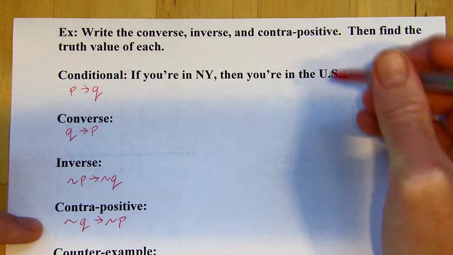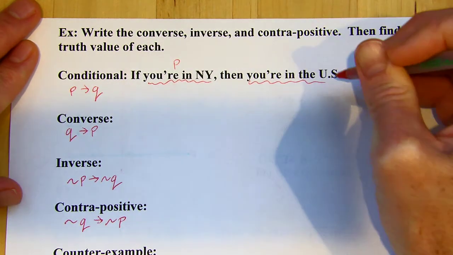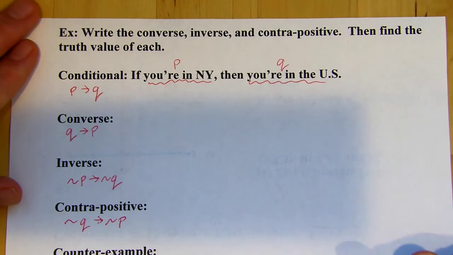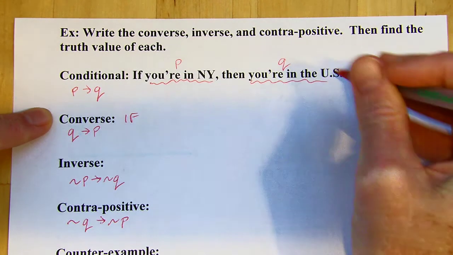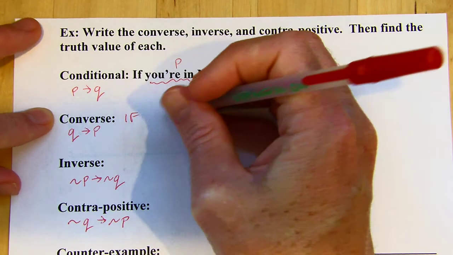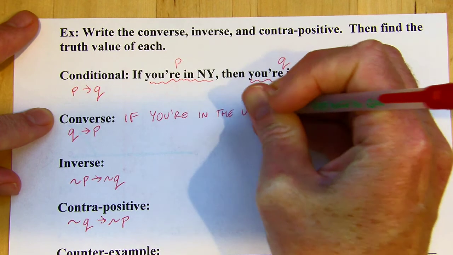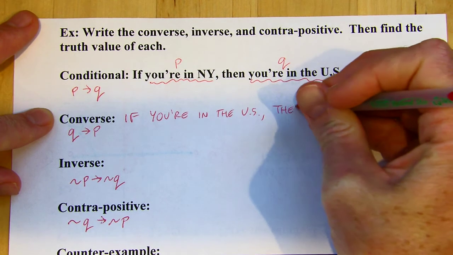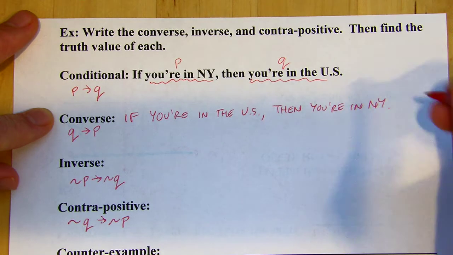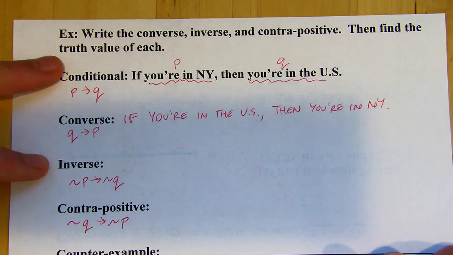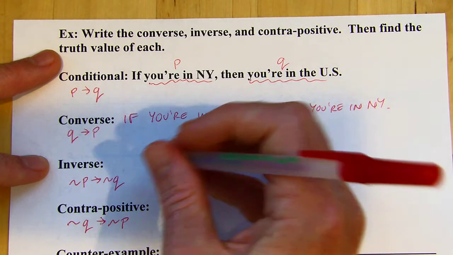Okay. And so this part would be the P part, the hypothesis, and this is the conclusion. All right, so let's look at this then. If I'm going to switch the order, I'm going to say if you're in the US, then you're in New York. Okay, there's my converse. For my inverse, I'm leaving them in the original order, but I'm going to negate. So I'm going to say if you're not in New York, then you're not in the US.